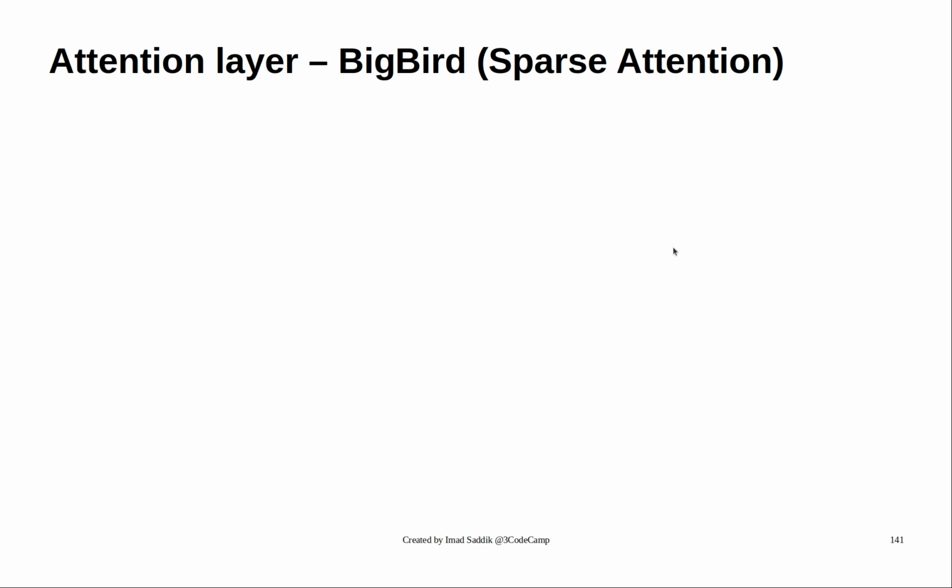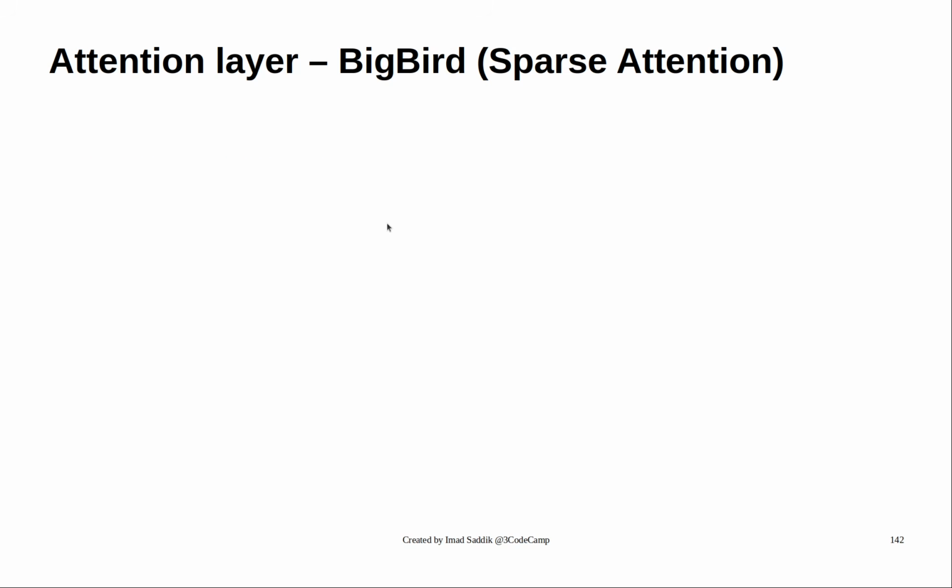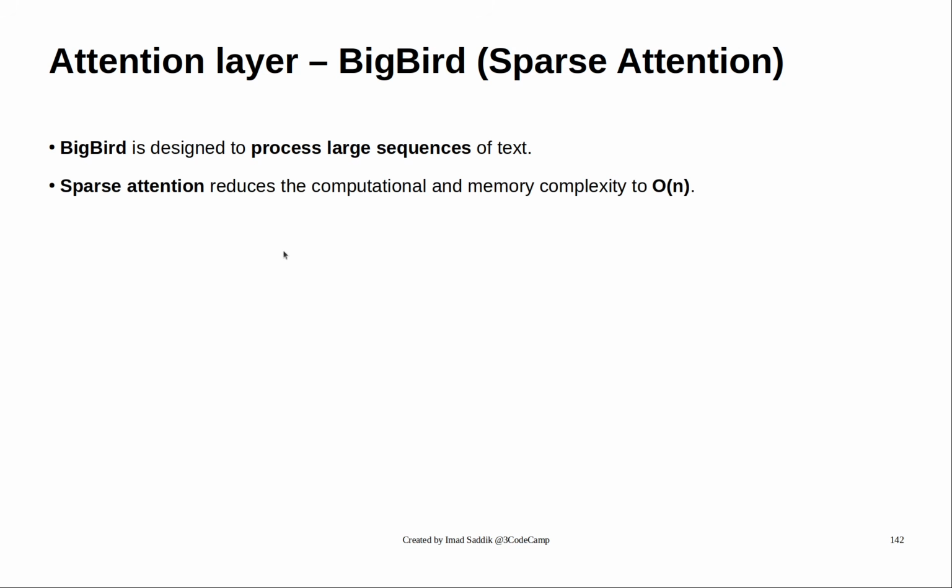Now let's talk about a paper called Big Bird, which introduced sparse attention. Click on the image if you want to read more about the paper. Big Bird is designed to process large sequences of text without sacrificing the performance. Big Bird uses sparse attention, which is designed to reduce the computational and memory complexity to be linear. We call this big O of n.